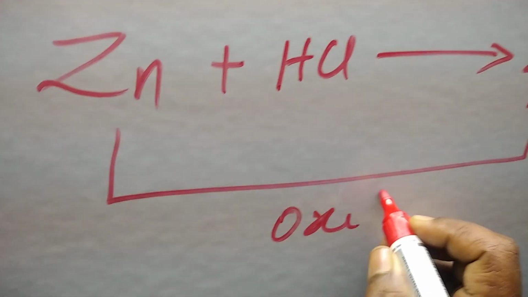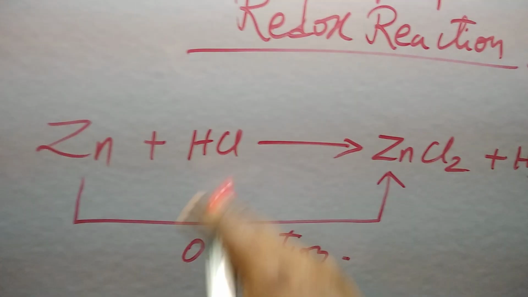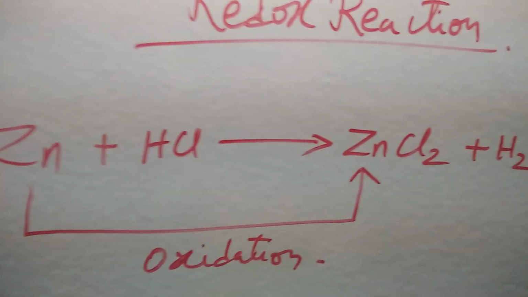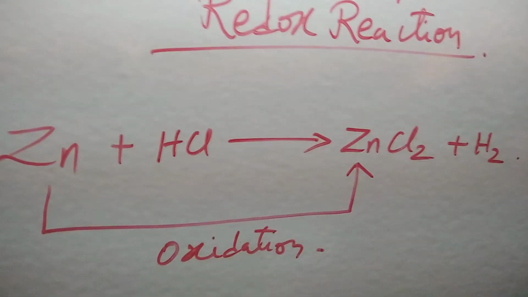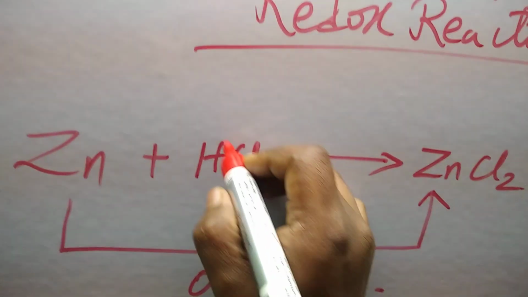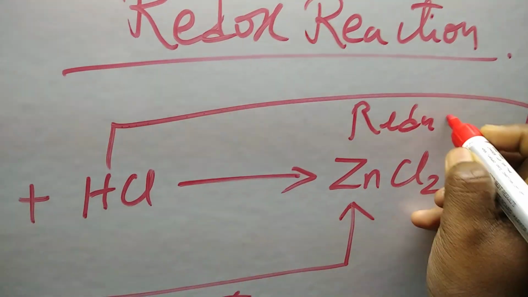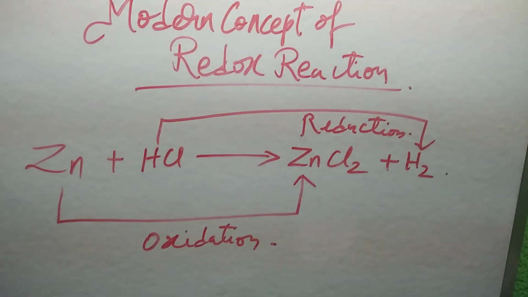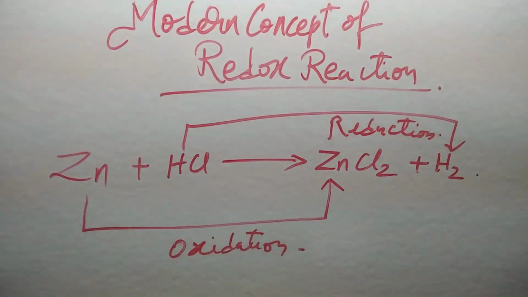Yes students, and here HCl. In the reactant side it is HCl, and in the product side it is H2. That means elimination of an electronegative element. That means reduction. This is the classical way we used to learn. But I will show you the modern concept of redox reaction with the help of this same example.